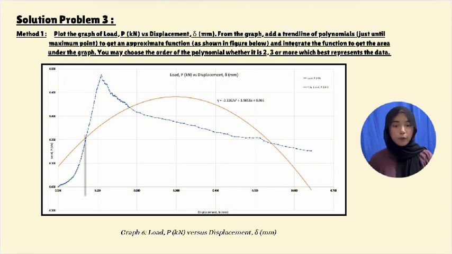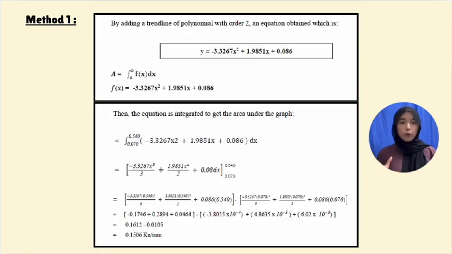So here's the graph for problem 3, which is load versus displacement. There are 2 methods to find the area under the graph. For method 1, which is manual integration, the area under the graph I got is 0.1506 kN per mm.